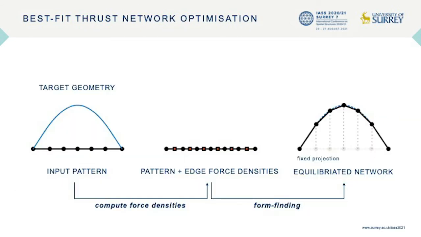Specifically, we will revisit the classic problem of best-fit force network optimization. The goal is to compute the edge force density that may be used to form-find an input structural pattern into an equilibrated shell with a geometry that is as close as possible to a target geometry and maintains a horizontal projection of the initial pattern.